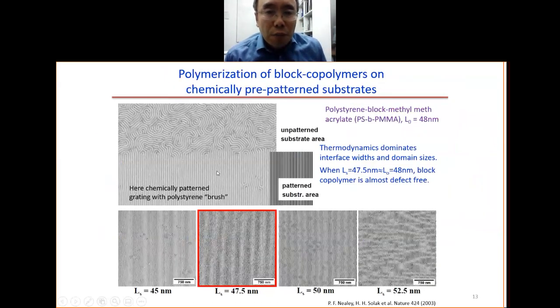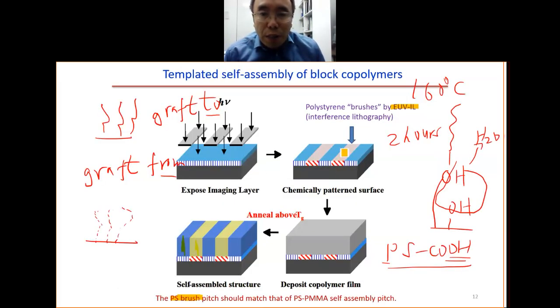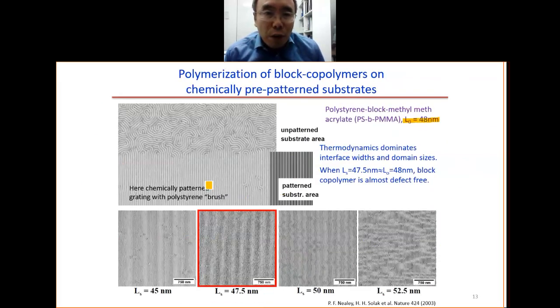Here's the example of this process. In this case, this area has no pattern, so we have this random fingerprint pattern. You can see the distance, the pitch here is 48 nanometer. This is the natural pitch. So the lower part we have this grating pattern. We have this pattern here. So the pitch here is also close to the 48 nanometer. So you form the very nice periodic patterns.